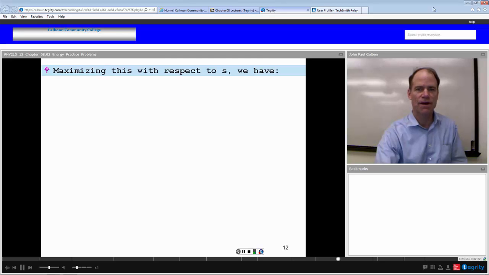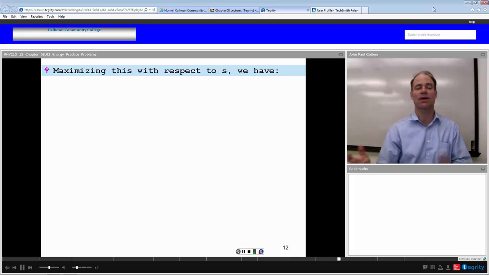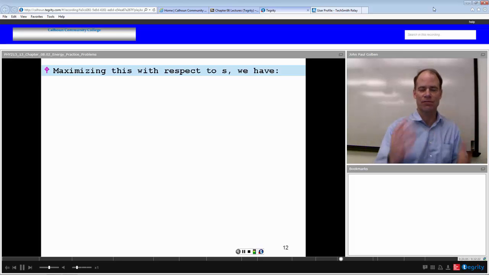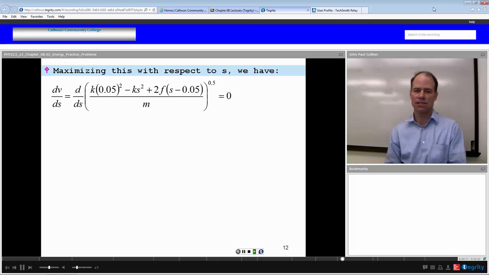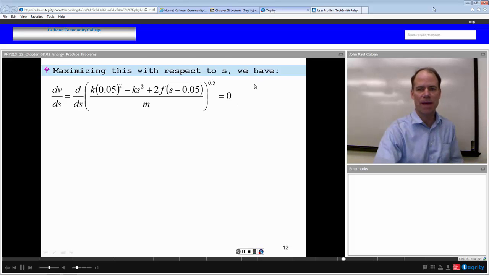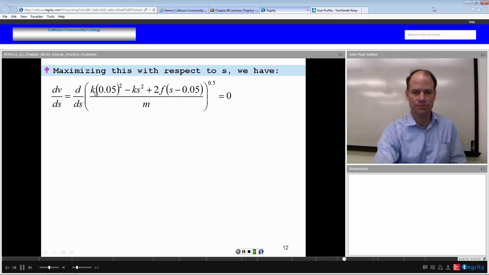We wish to find out where the velocity is maximum as a function of S. So, in calculus, if you're looking for a maxima of a function, you take the first derivative of it and set it equal to 0 and solve for the condition that sets it equal to 0. So we're going to take the derivative of our velocity as a function of S and set that equal to 0 to find our maxima. Also could find our minima that way as well.